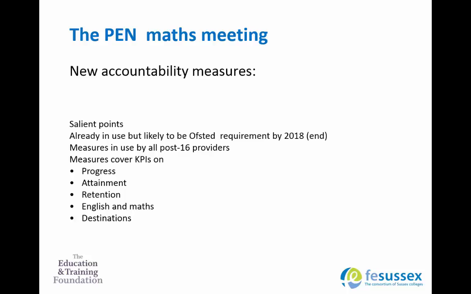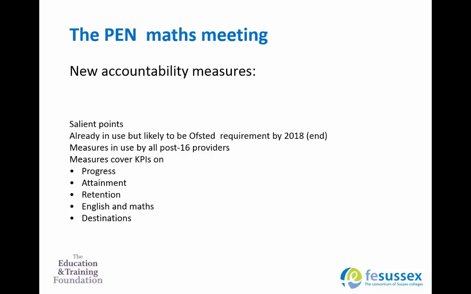The KPIs, key performance indicators, cover progress. So what did the student come in with and what are they going out with, and value added. The attainment, did they reach the required qualification. The retention figure, their performance in English and maths, and pass figures for GCSE maths and English and functional skills maths and English. And finally related destination statistics. Now those 5 key performance indicators are common across the sector.